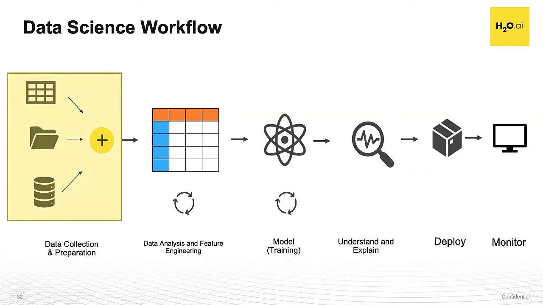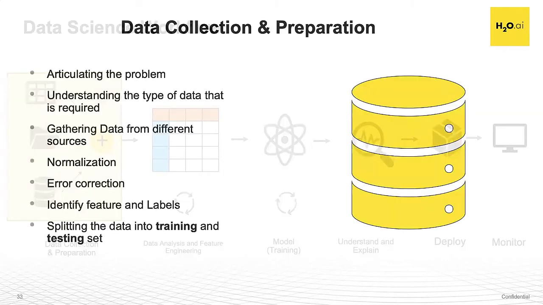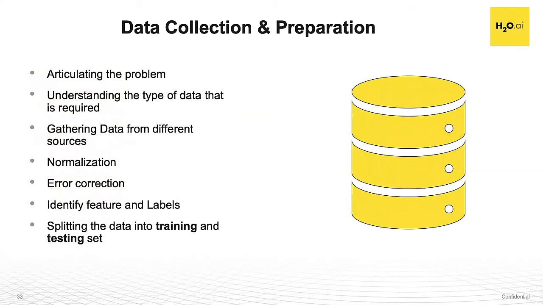Let's start with the first stage, data collection and preparation. So what entails data collection and preparation? Data is a very important aspect of any machine learning workflow because what you feed in is a representation of what you will get ultimately. If you have insufficient data, if you have biased data, your model will also be a representation of that. You will have a biased model.